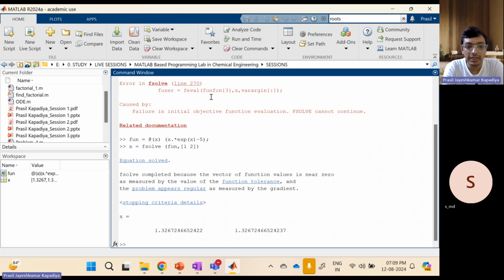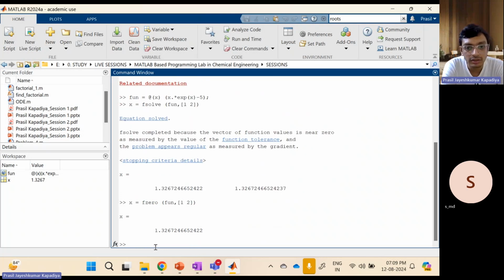See, I'm getting one solution only, 1.3267. Yeah, it's just giving one answer. So using fsolve, you can't get multiple answers together. So this is the fsolve command.